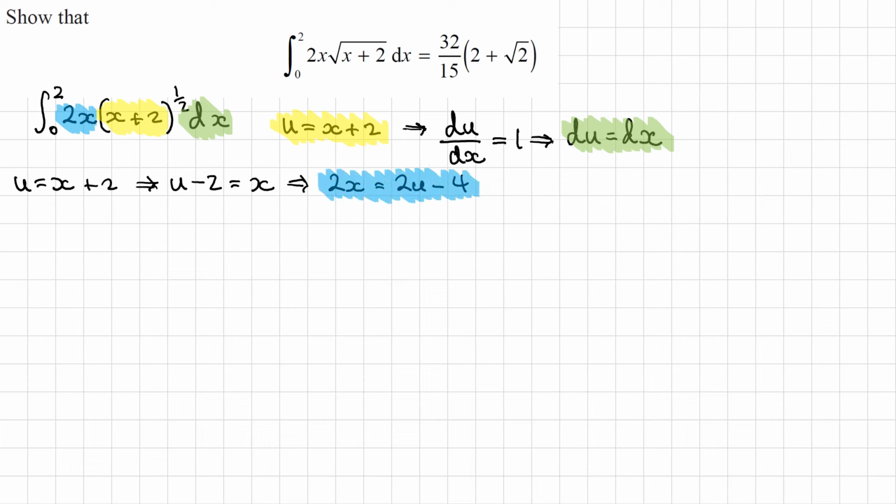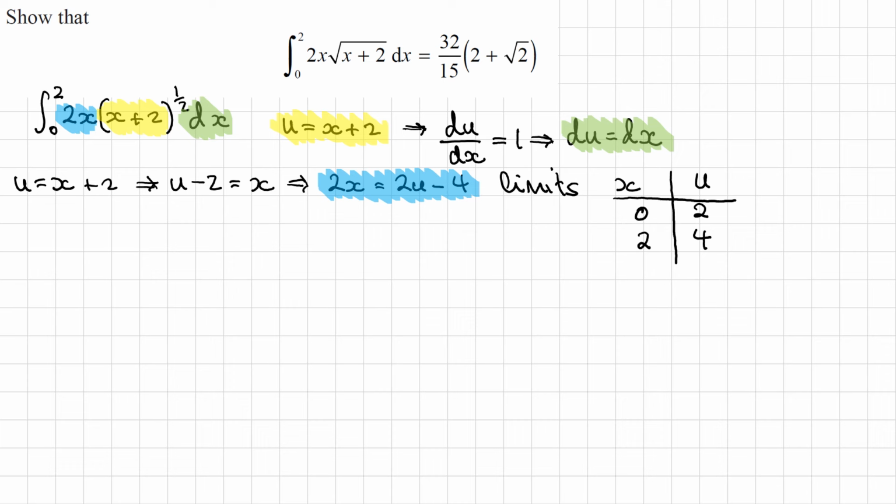And now we also need to substitute the limits. Don't forget about that. I'm going to do a little table here to substitute my limits. So my x limits are 0 and 2. I want to turn those into u limits. So I can just use my substitution. I take the x limit, add 2 to get the u limit. So when the x limit is 0, the u limit is 2. And when the x limit is 2, the u limit is 4.